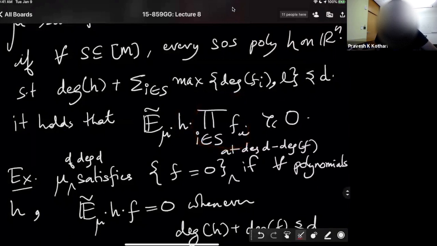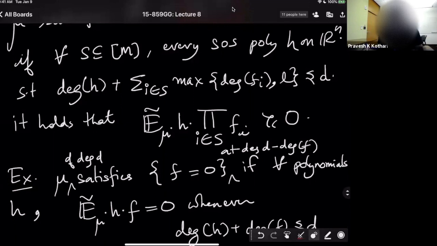Okay. So the reason I'm doing it is because I want to separate the extent to which mu is a pseudo distribution. So mu gives non-negative values to all degree d over 2 polynomials. So this d in some sense denotes how much of a pseudo distribution mu is. I want to separate it from to what extent it satisfies the constraints.